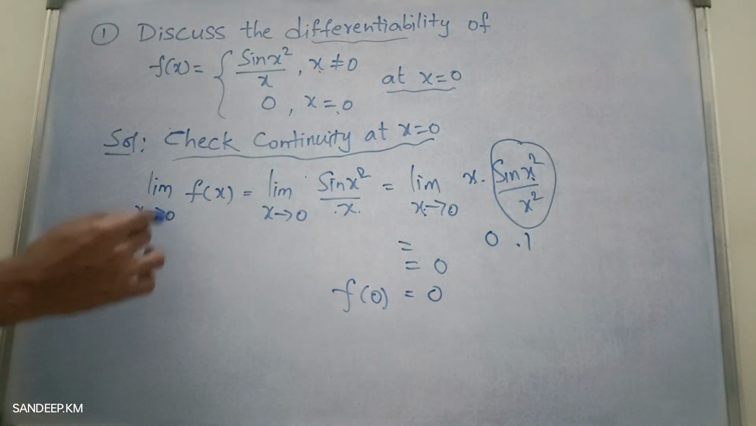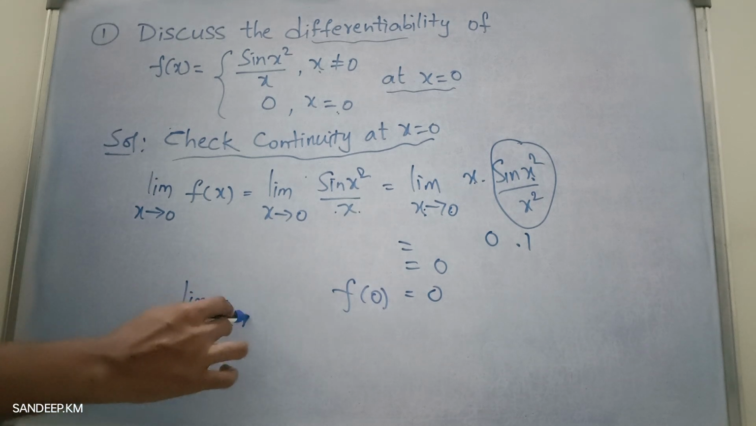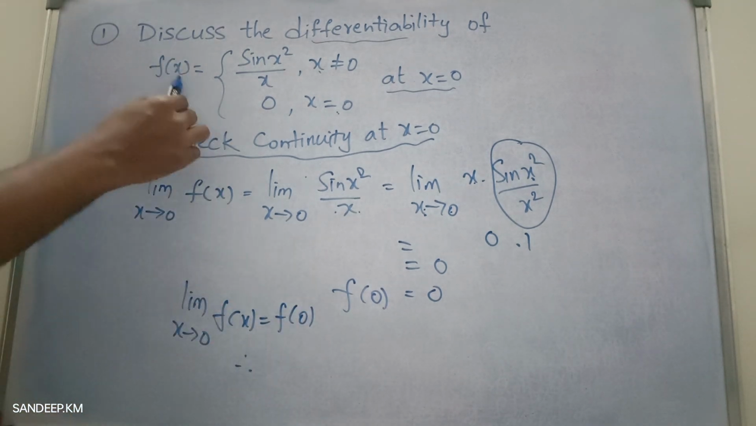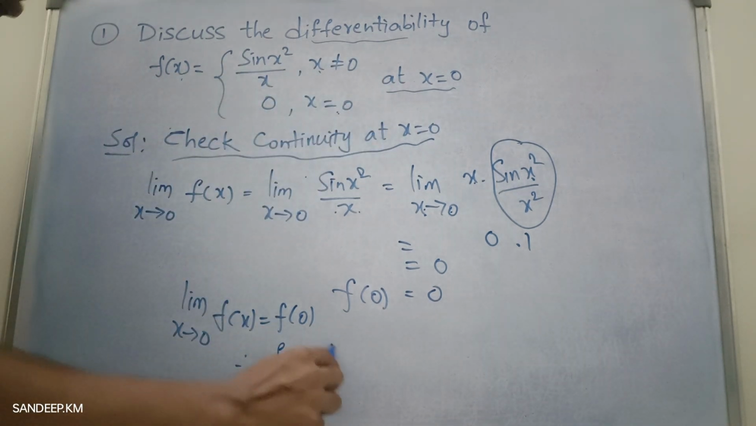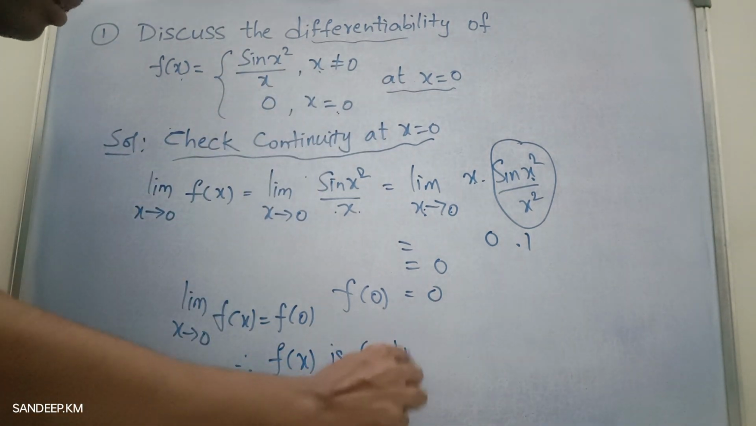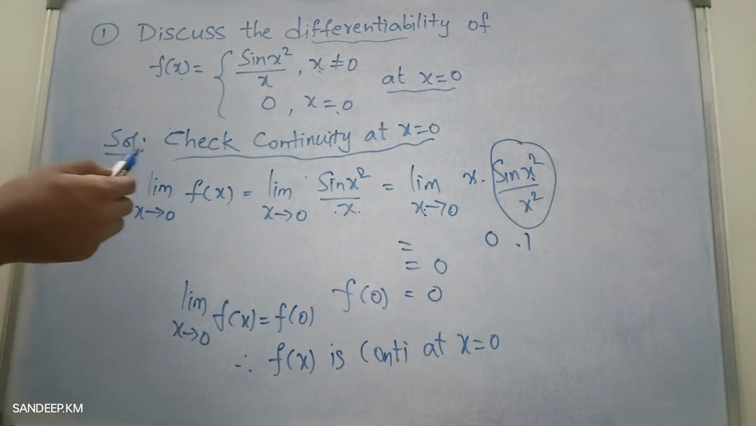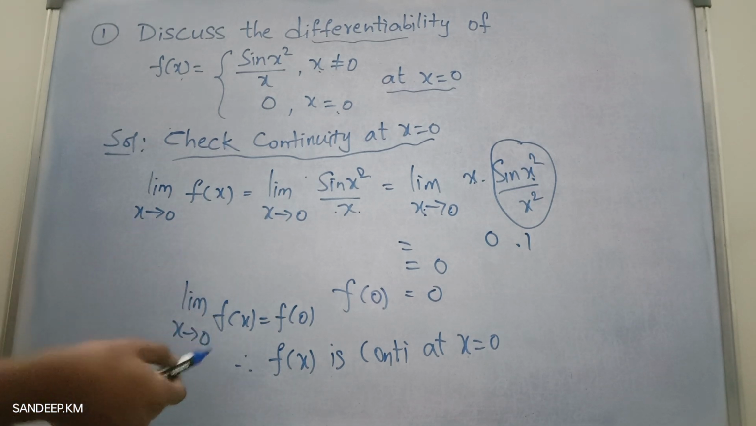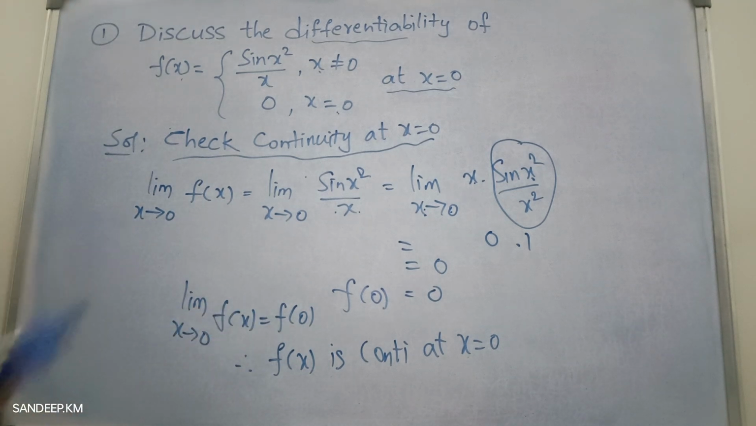So dear students, the limiting value of the function is equal to the value of the function. Therefore, we can say that the function f of x is continuous at x equal to 0. Since it is continuous, let us go and check the differentiability. Remember, if it is not continuous, obviously it is not differentiable. Anyhow, in this case, the function is continuous. So let us check the differentiability.